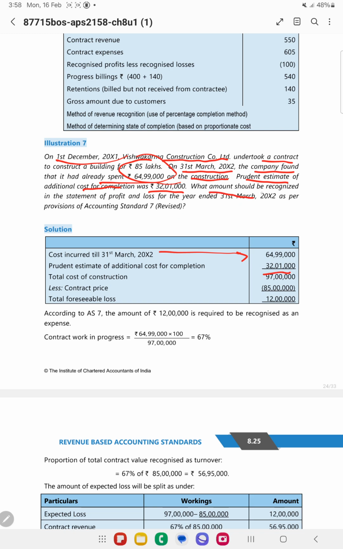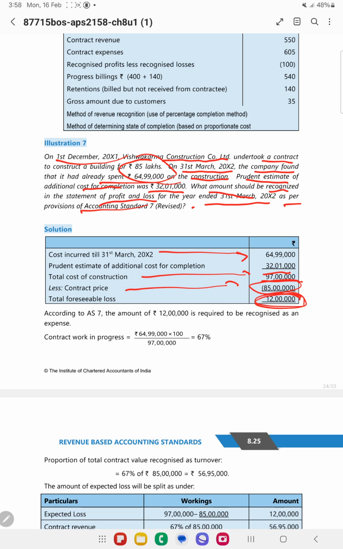So what should be the amount which should be recognized in the statement of profit and loss for the year ended 31st March 2002 as per the provisions of accounting standard 7? Now 97 lakhs. Basically contract price is how much? That is 85 lakhs. Whatever cost is there is exceeding the contract price. So hence you have to recognize the losses to the extent of 12 lakhs. That loss you need to recognize immediately.